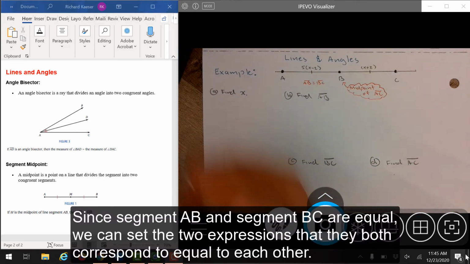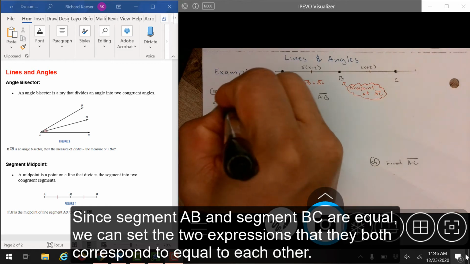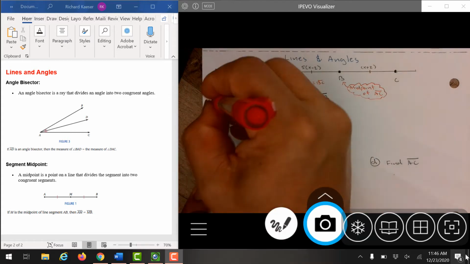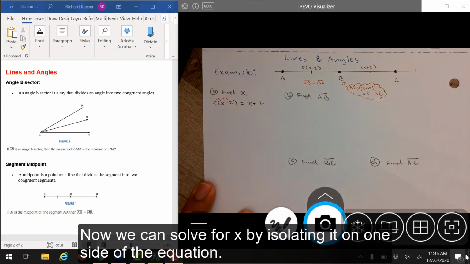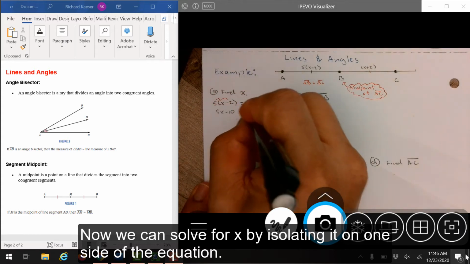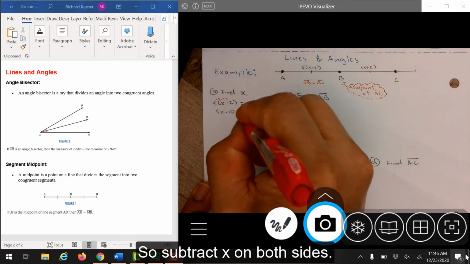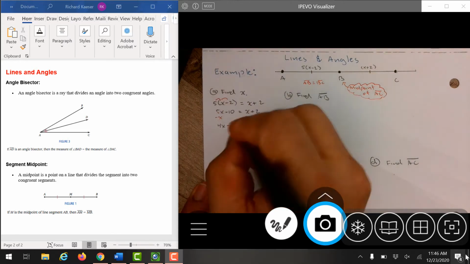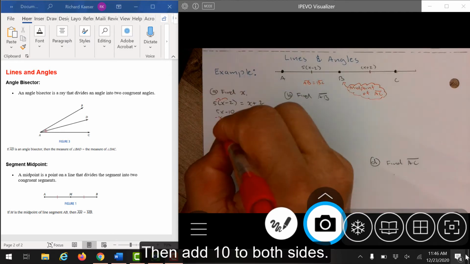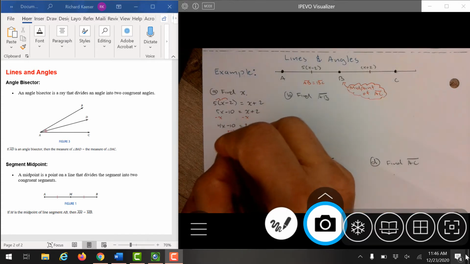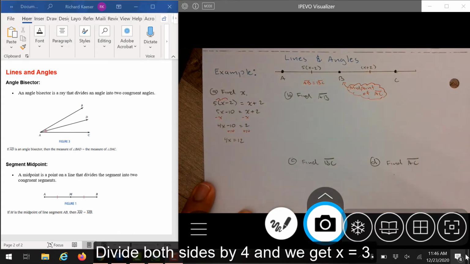Since segment AB and segment BC are equal, we can set the two expressions that they both correspond to equal to each other. Now we can solve for x by isolating it on one side of the equation. So subtract x on both sides. Then add 10 to both sides. Divide both sides by 4, and we get x equals 3.